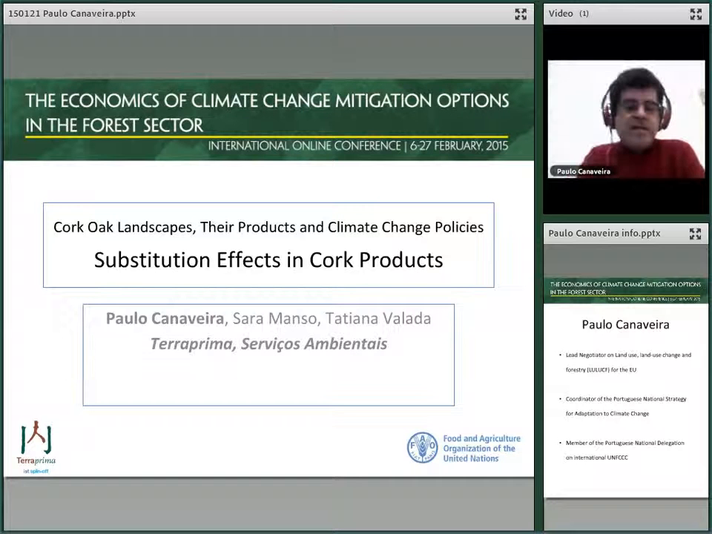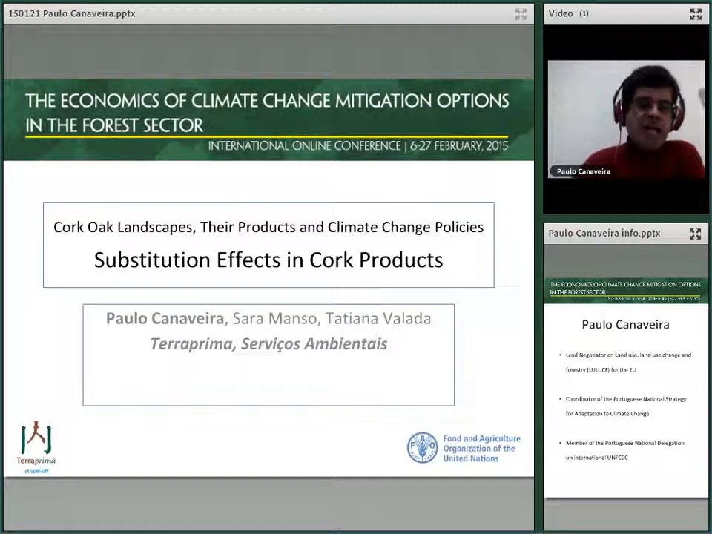Good morning, everyone. I will be talking about the substitution effects in cork products. This is actually part of a larger study that was commissioned by FAO on the impacts of cork oak landscapes in terms of climate change mitigation and adaptation, which contained a section about the substitution effect.